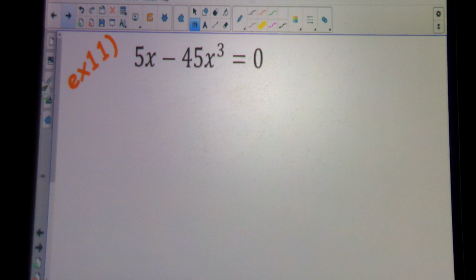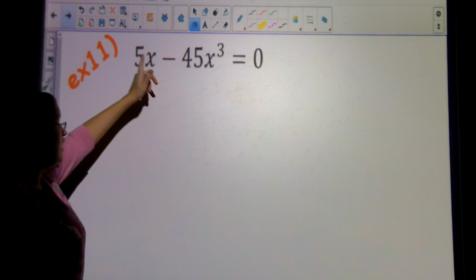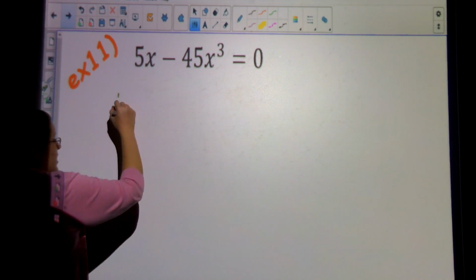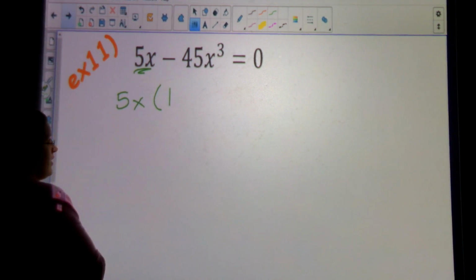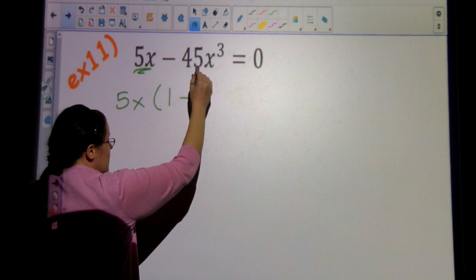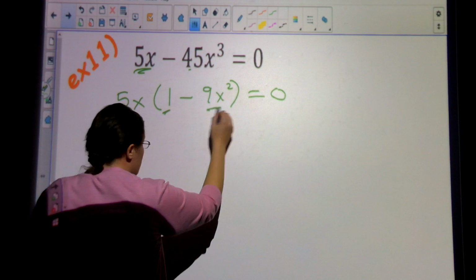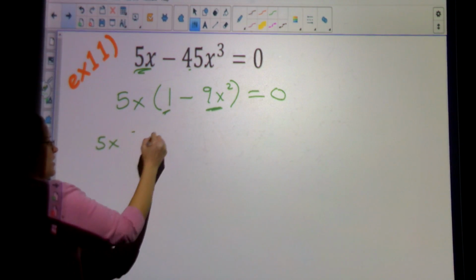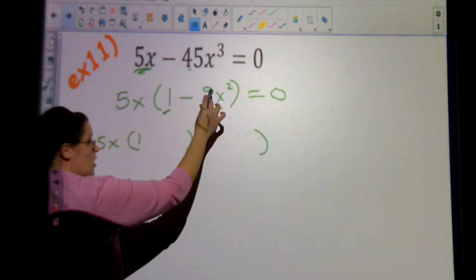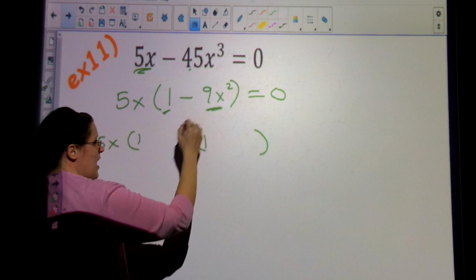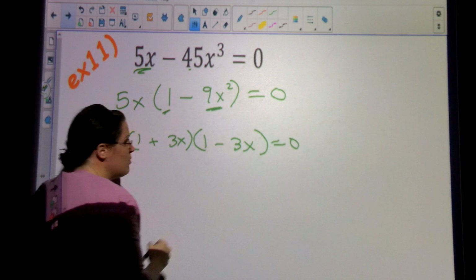See, these are short and sweet. Now, this is not a perfect square minus perfect square yet. Let's take out a GCF. I can take out a 5 and an x. I'm left with 1, don't forget that's still there, minus, divided by 5 would be 9x squared. Well, that's a perfect square in perfect squares. 5x is still there. What's being squared here? 1. What's being squared here? 3x. One's a plus, one's a minus. Does not matter which one.